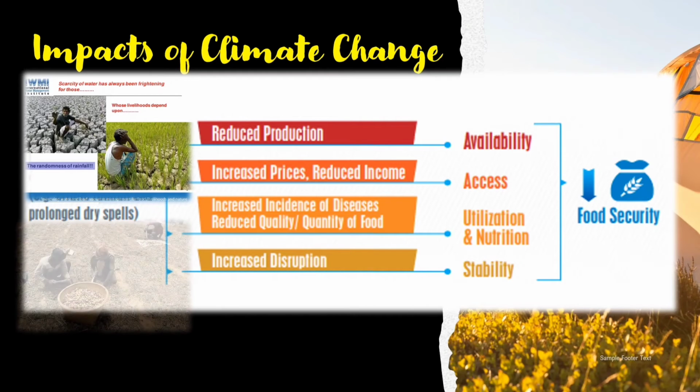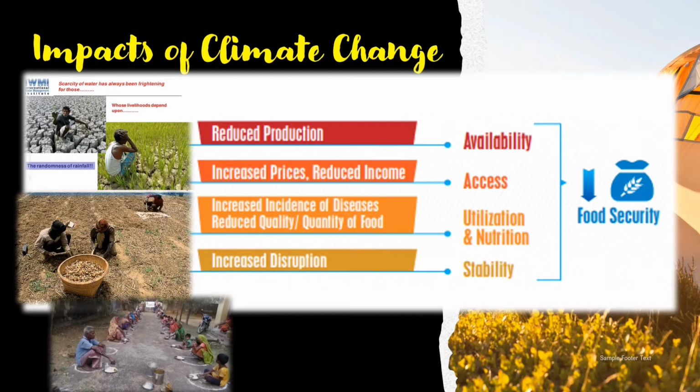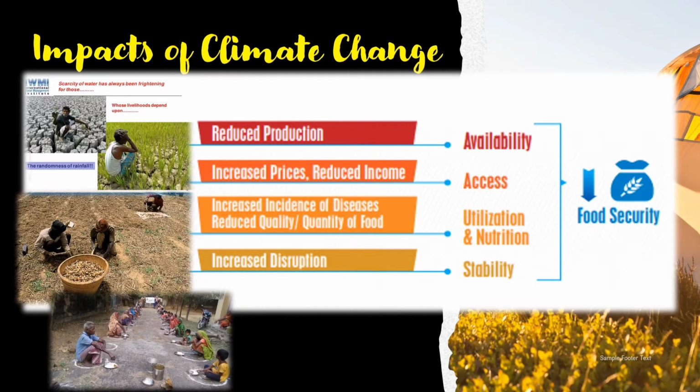Impact of climate change: access. Number 2. Food prices will increase as a result of reduced production, reducing access to food. For the most vulnerable, reduced agricultural production will also mean lower income. Under these conditions, the poorest, who already use most of their incomes on food, will have to sacrifice additional income to meet their nutritional requirements.